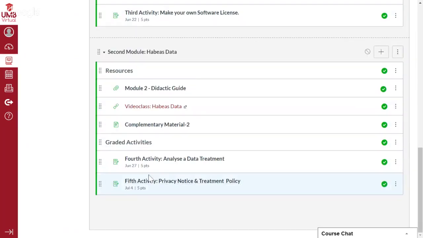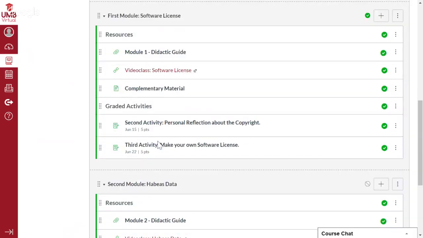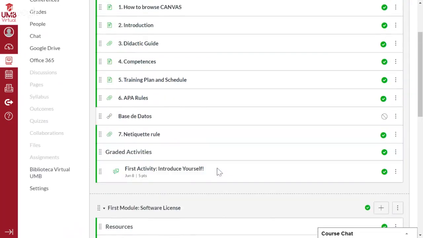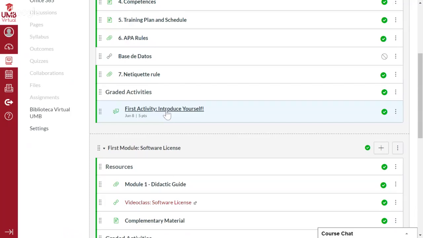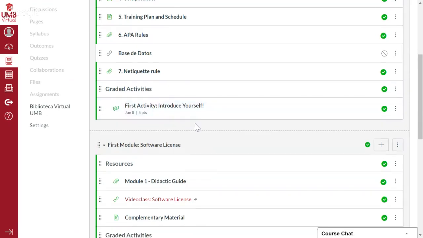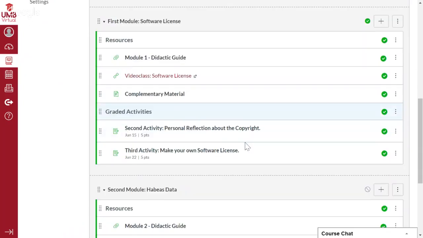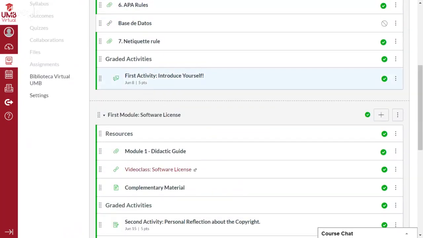Not so important, but people should think, or used to think, that it is important: we have the activities. We have 5 activities. The first one is already open, and I want to emphasize it slightly. Oh, sorry, I caught a little flu. The first activity is the forum to introduce yourself, and it has 5 points.